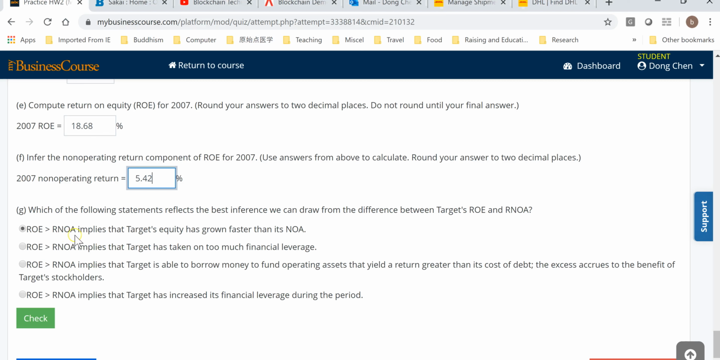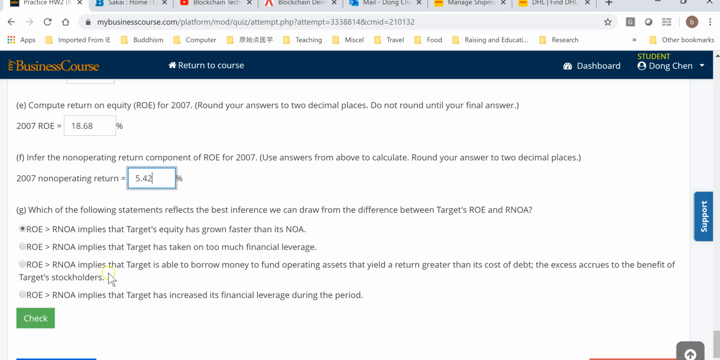You can see that one choice says RNOA implies that target equity has grown faster than its NOA. No, there's no such implication. Another implies that target has taken on too much financial leverage. We don't know that yet, right? This is not a finance application, I mean, the analysis of the credit risk. That basically can answer this question, whether the firm takes on too much financial leverage. This is a profitability analysis.